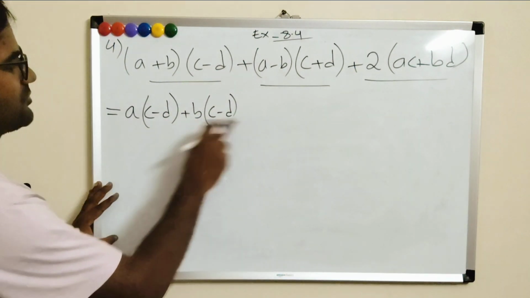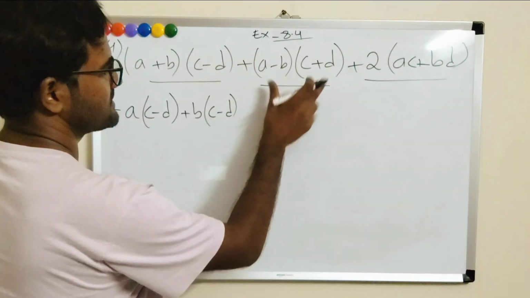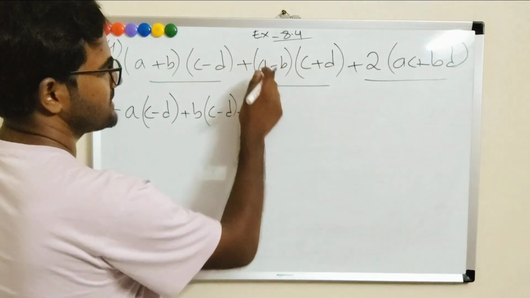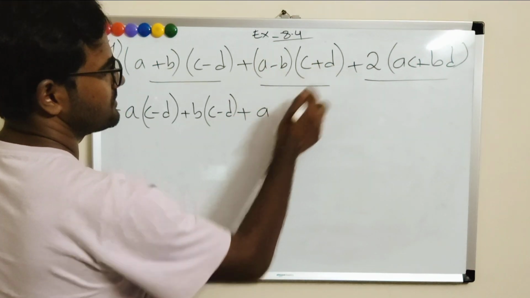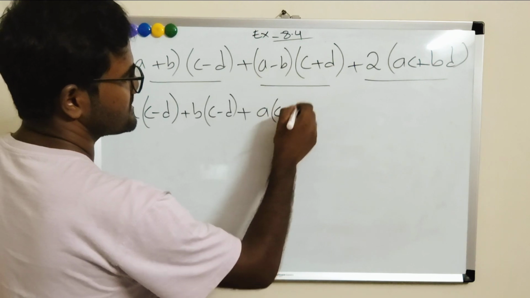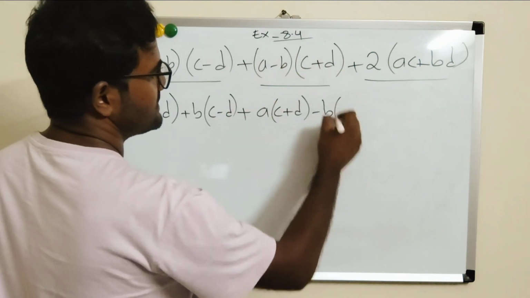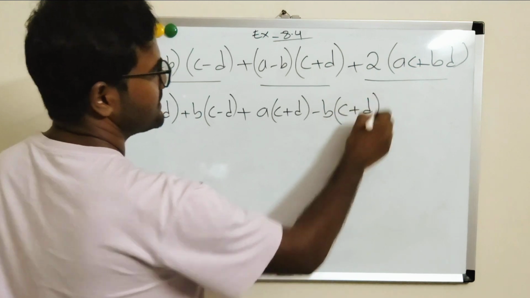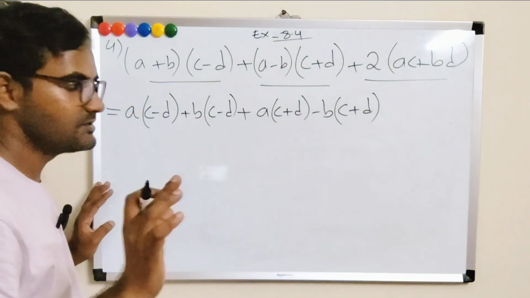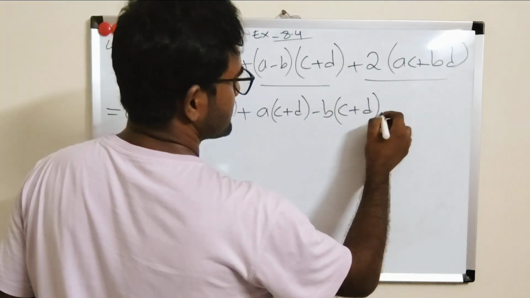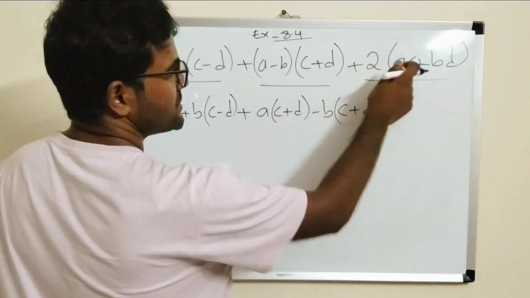All right, I hope it's correct. Yes, it is. Now this second one we will do. This A we will bring down here, then this whole thing, that is C plus D, then this minus B we will bring here, and this whole thing, that is C plus D. All right, this much is clear. Good. Now we will multiply this. 2 into A is what?